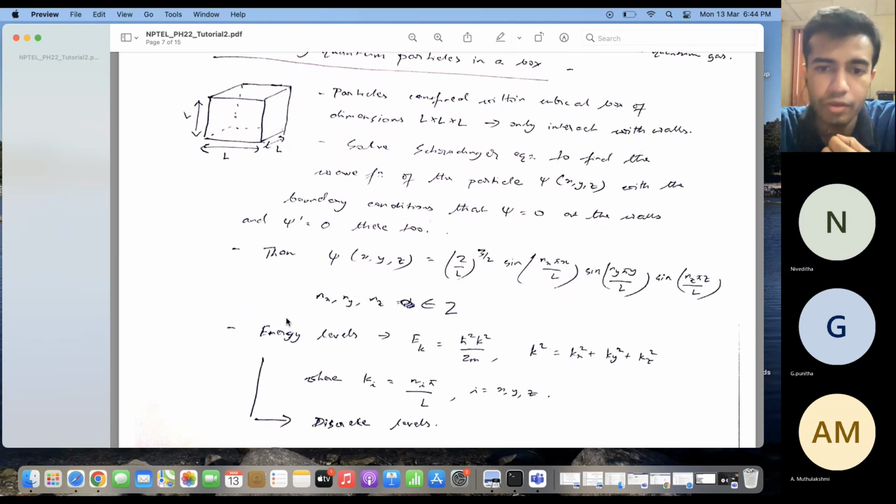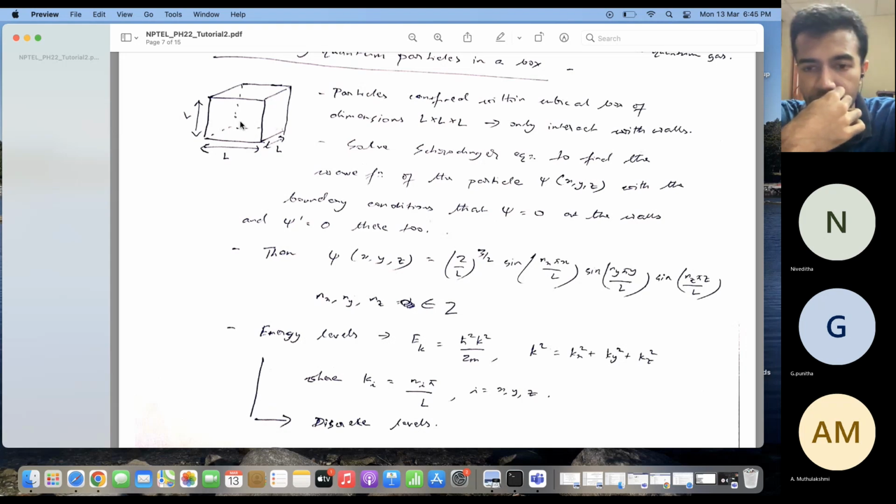Yes, sir. Okay. So this must be a very familiar example for you then, because this is one of the basic examples which one starts with, that is a particle inside a box. The boundary conditions in the box are that the wave function at the boundaries is equal to 0 and the derivative of the wave function is also 0 at the boundaries.